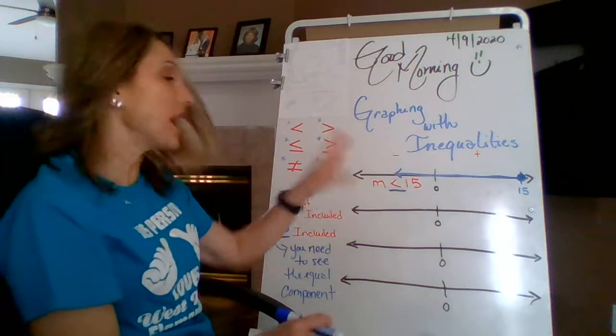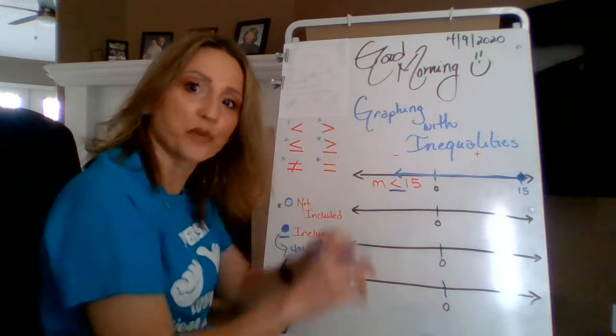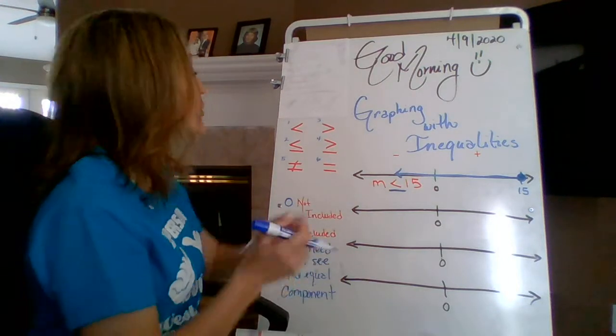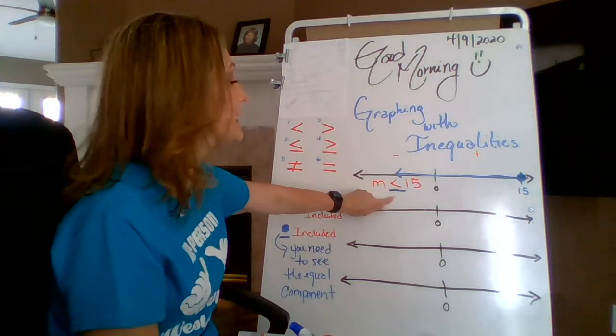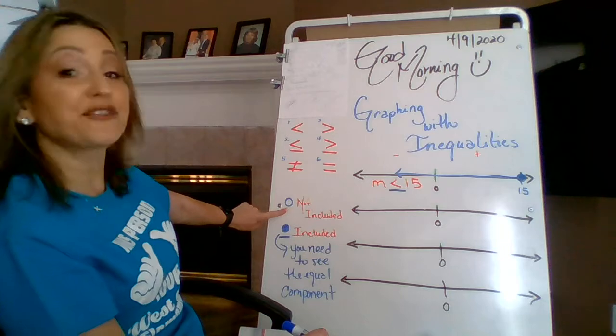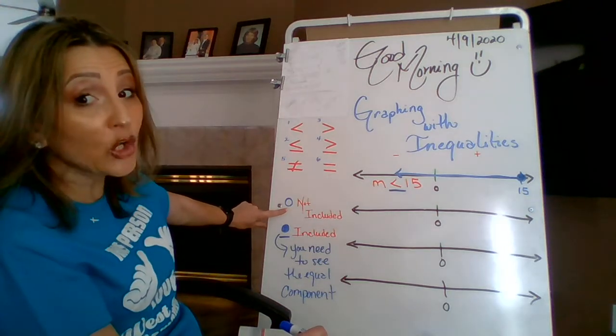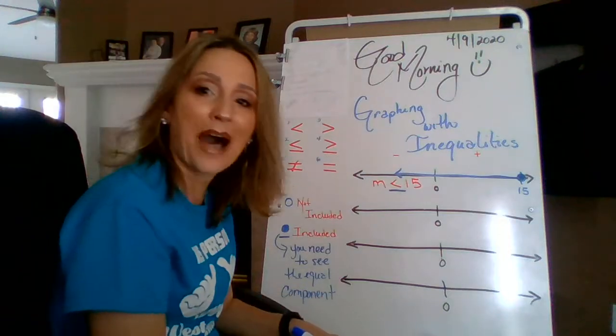So let's try another one, and then I won't discuss all that information, and then we'll just follow through with the problem, okay? So this was m is less than 15. We then said m is less than or equal to 15, and I showed you the difference of 15 being not included and 15 being included. And so that was with a positive number.